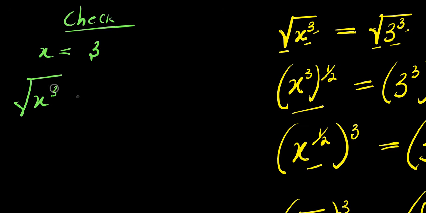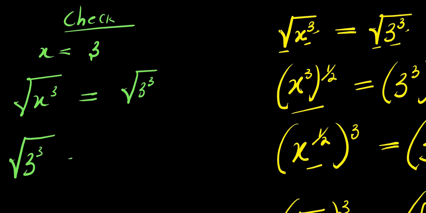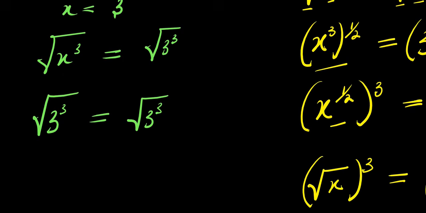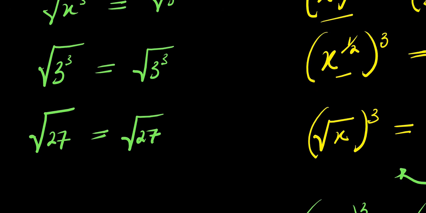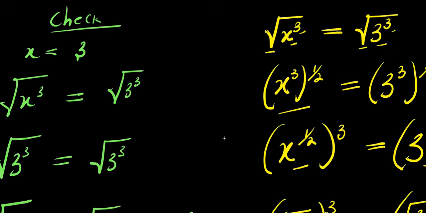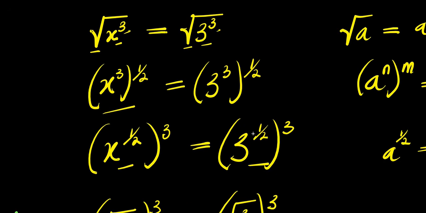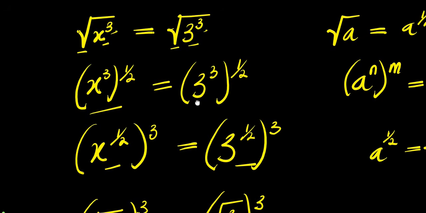We have x to the power 3 equals square root of 3 to the power 3, meaning the square root of 3 cubed equals square root of 3 cubed. And 3 cubed is 3 times 3 times 3, that's 27. The square root of 27 equals square root of 27. So we can as well leave it like this. Both sides are the same and we have proven our solution. So guys, this is how you can solve it.